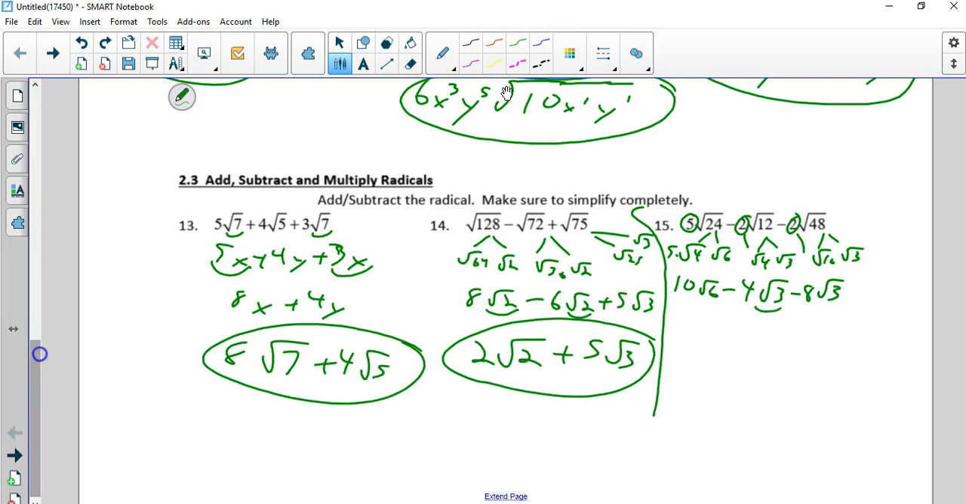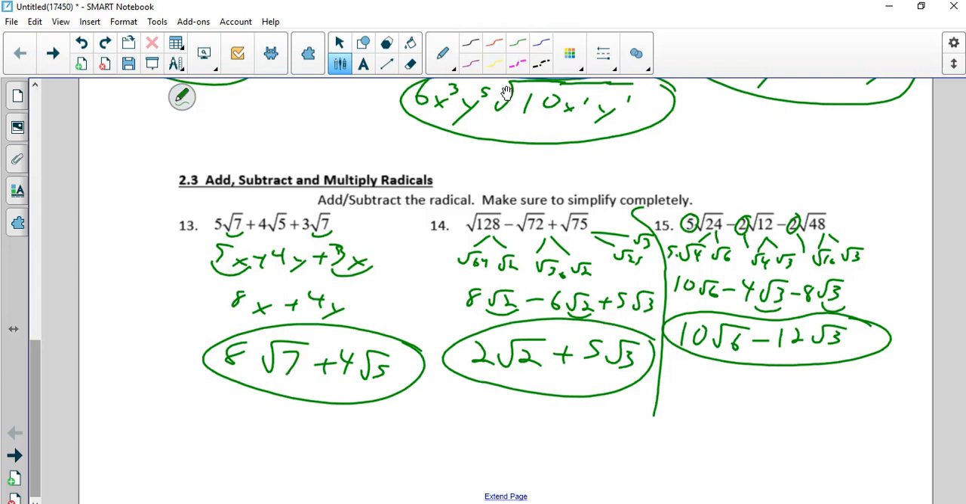And then once again, like terms. 10 of these, radical 6, minus 4 of those, minus 8 of those, which is minus 12 of those, radical 3. And no, you cannot join those together. That would be like 10x minus 12y. You cannot say it's negative 2xy or x or just y. You can't combine those.